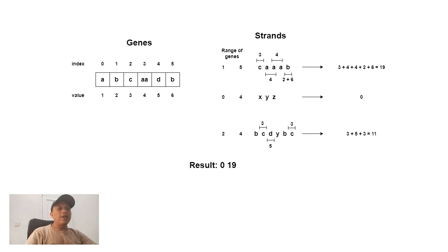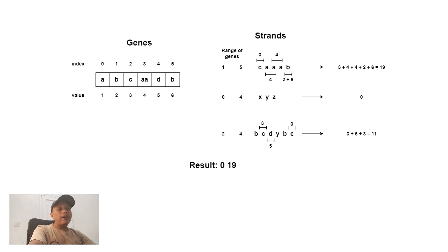For the second strand XYZ, the DNA health is 0, because none of the genes are present in the strand. For the third strand BCDYBC, the DNA health is 11. This comes from Gene C, which appears twice with a total value of 6, 2 times the value of 3, and Gene D with a value of 5. Gene B is counted as 0 because the range of the strand is from the first index 2 to the last index 4, while Gene B's indices are 1 and 5.